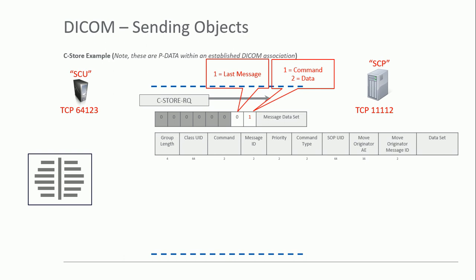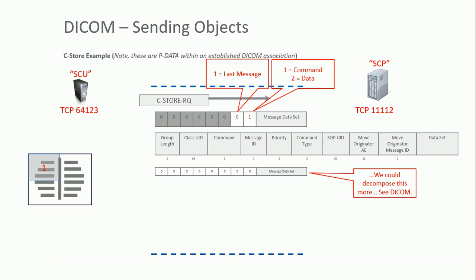So if we want to keep it in context with a C-Move, which I don't really talk about in this presentation, once this C-Store request comes in, the next packet is going to be the image. Let's say it's a CT image. Maybe it's too big to fit in a single PDU, so we break it up into maybe 4 parts. Each one of those parts is going to have our message data set.